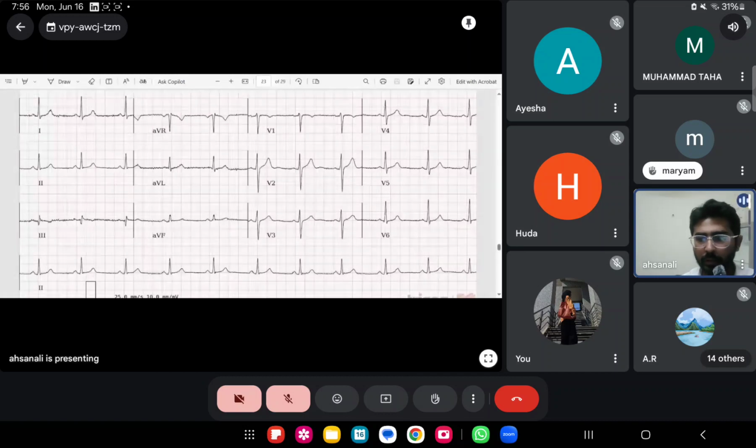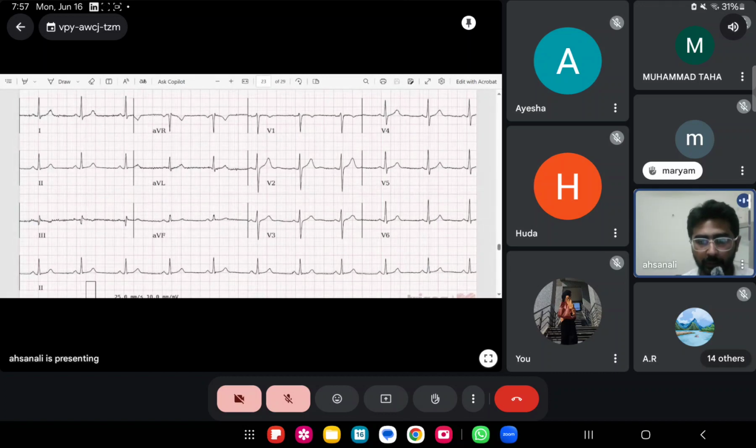To emphasize more: if the name is not given and the history is not given, I will tell you a history. This is a normal male patient, 23 years old, who came for recruitment for fitness. You look at the calibration, and it is normal. Then you check the rate. I am going to take this QRS complex, because it is falling on the large box equally.